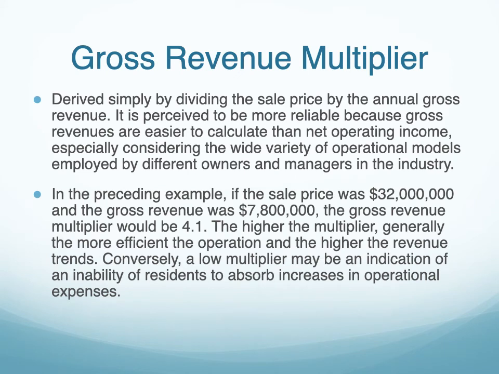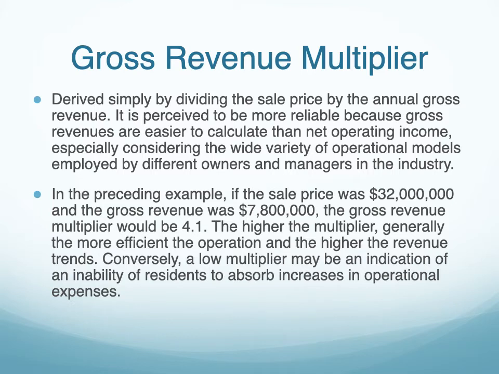Gross revenue multiplier. The gross revenue multiplier is derived simply by dividing the sale price by the annual gross revenue. It is perceived to be more reliable because gross revenues are easier to calculate than net operating income, especially considering the wide variety of operational models employed by different owners and managers in the industry.